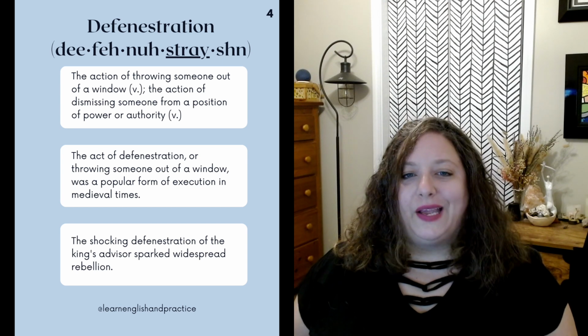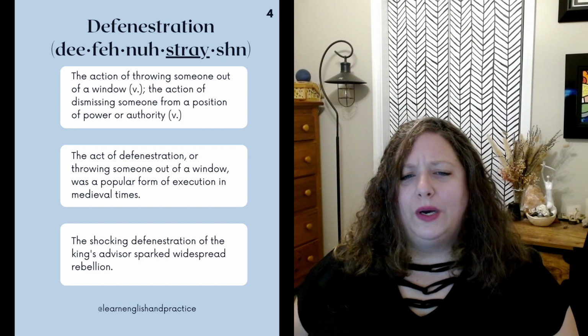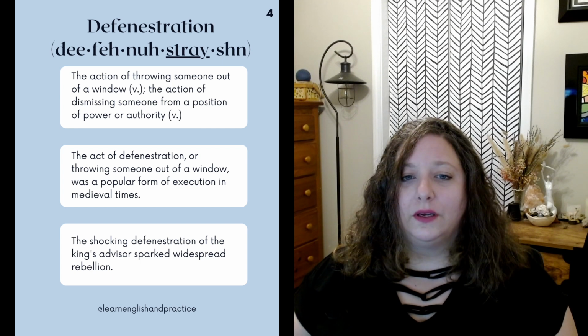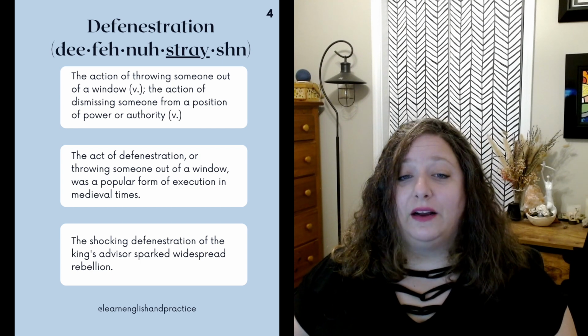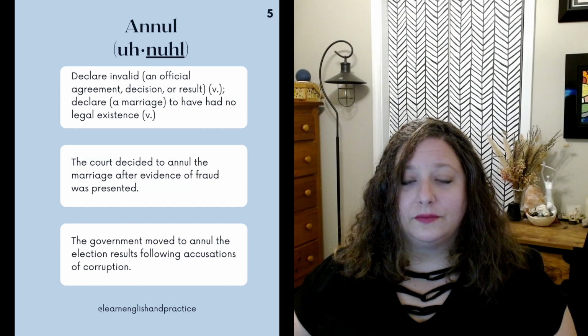Examples are, the act of defenestration, or throwing someone out of a window, was a popular form of execution in medieval times. The shocking defenestration of the king's advisor sparked widespread rebellion.